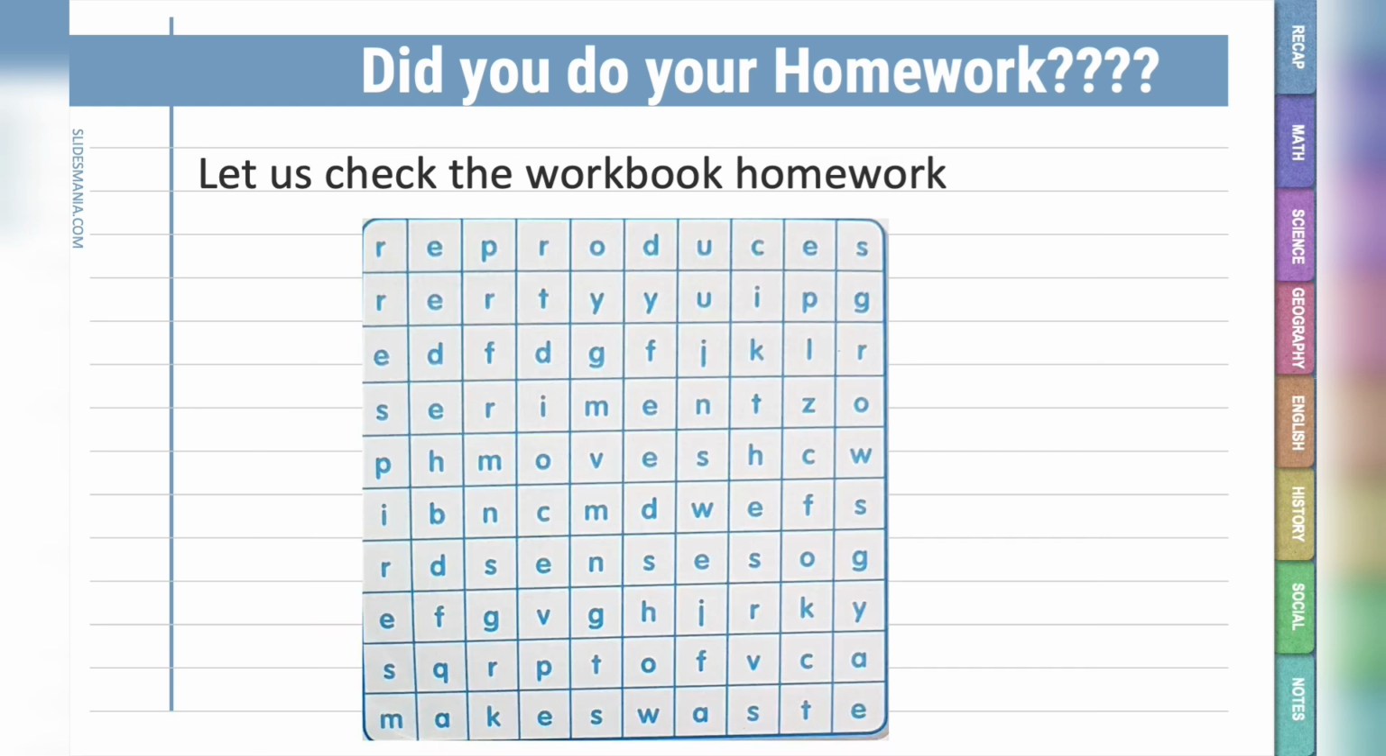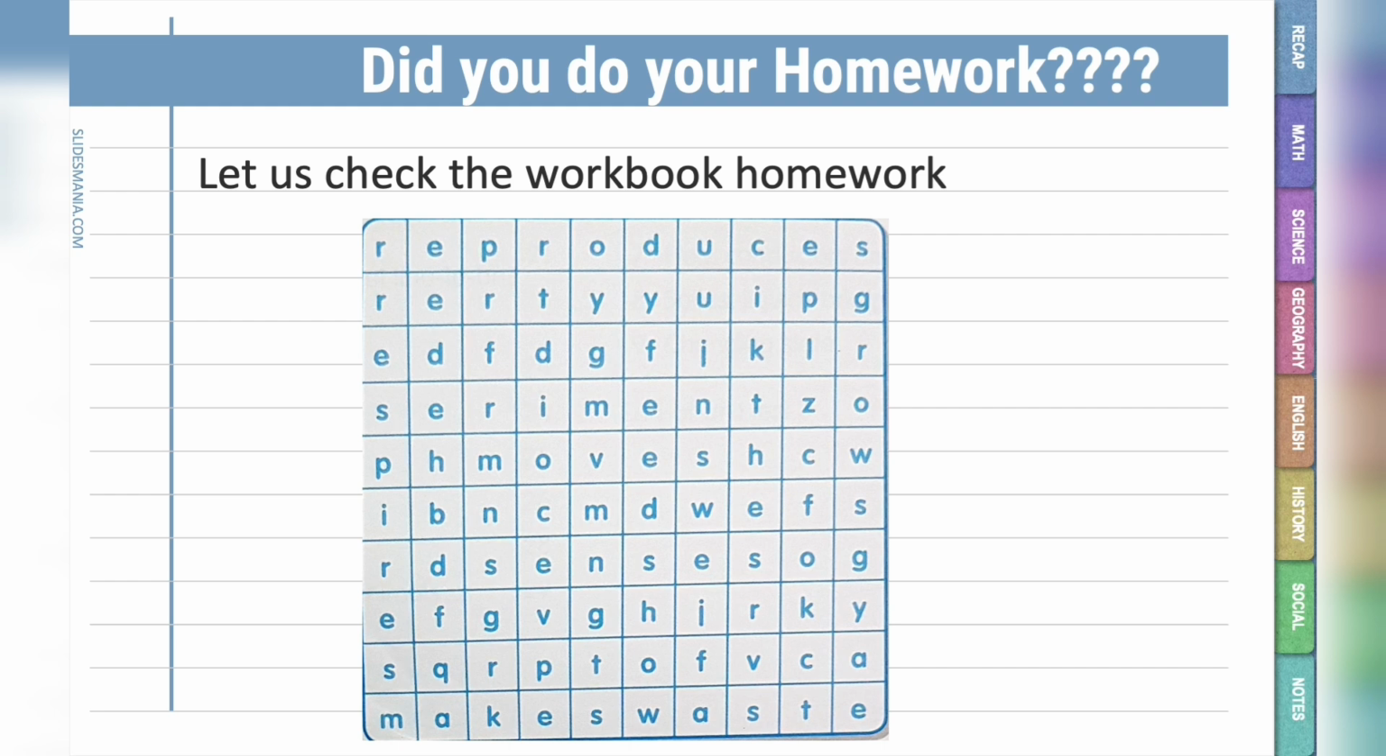Okay, now let's check our second question. You have to find the 7 life processes from this crossword of letters, right? So can you tell me what were the life processes? Reproduces. And what else? Grows. Yes. Makes waste. Moves. You told me 4. There are 3 more.